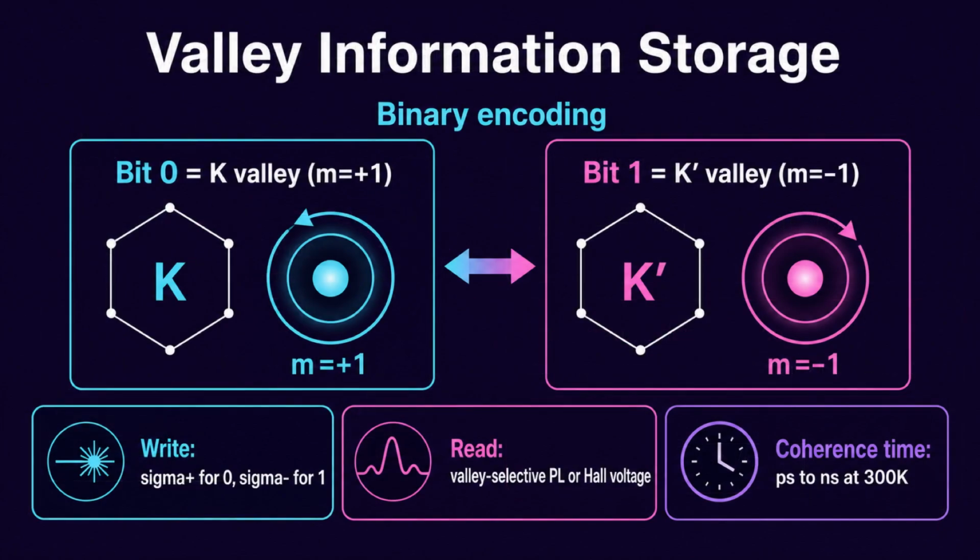Chiral phonons enable valley information storage by encoding binary information in the valley index. Bit 0 corresponds to the K valley with angular momentum +1. Bit 1 corresponds to K' with -1. Writing uses sigma plus laser pulses for 0 and sigma minus for 1. Reading detects valley-selective photoluminescence or valley Hall voltage. The coherence time at room temperature ranges from picoseconds to nanoseconds.